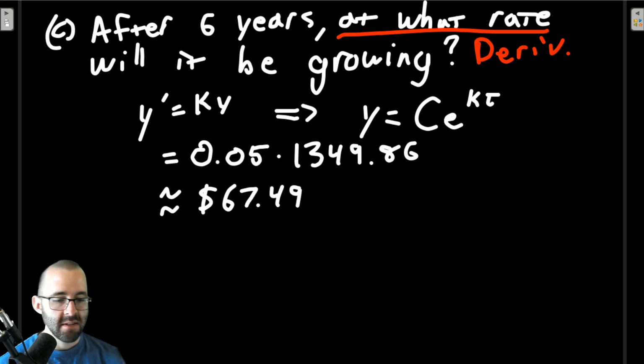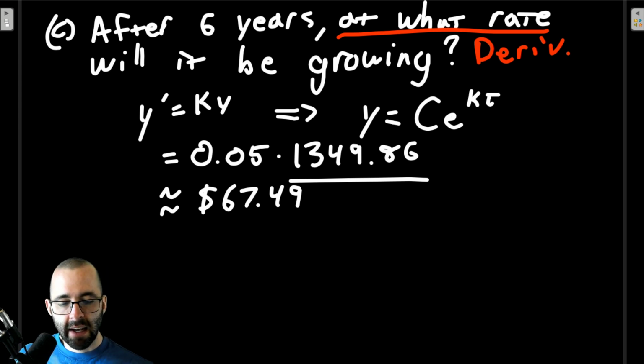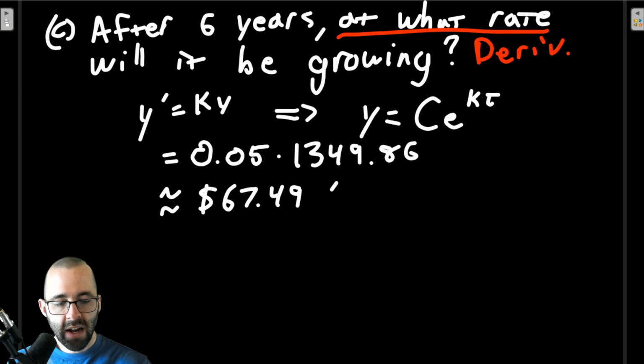So after 6 years, we have $1,350 in the account. And specifically after 6 years, we're getting about 67 bucks in the next year. So we're making about $67. Let's get the right units: per year.